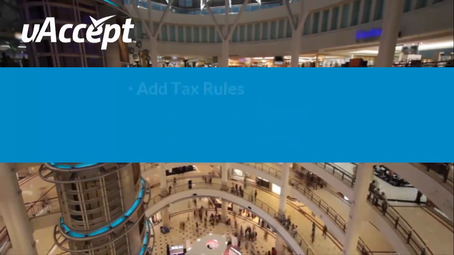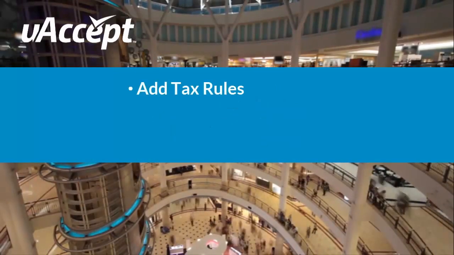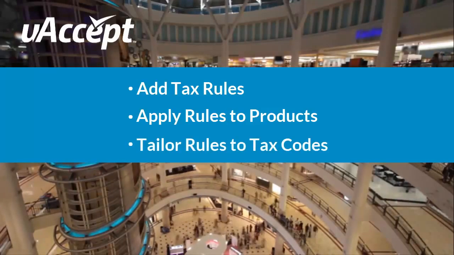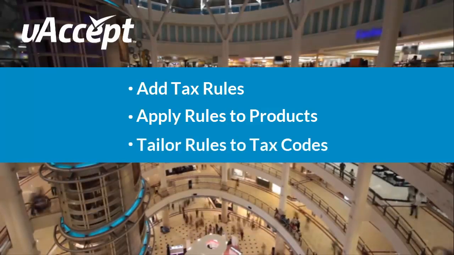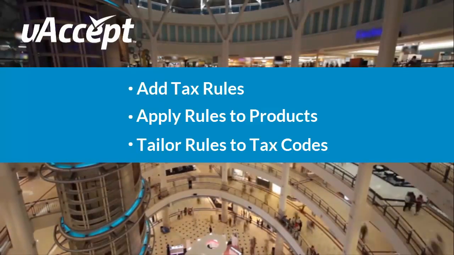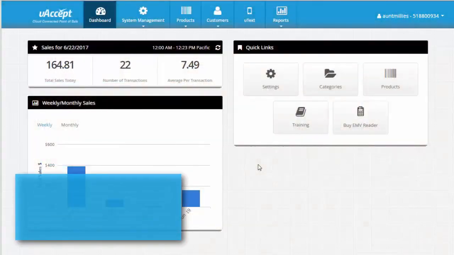Today we'll be teaching you how to add tax rules to your uAccept point of sale portal and apply them to products. Even though different businesses and products require different tax rules, once you learn how to add and edit one, you'll be able to add any number of them to suit the needs of your business. You will want to add your tax rules before adding products. Creating the tax rules first will ensure that the next step, adding your products, will be as easy as possible.